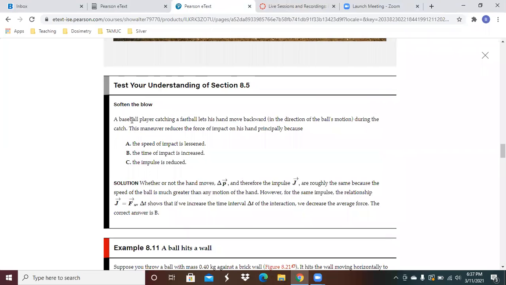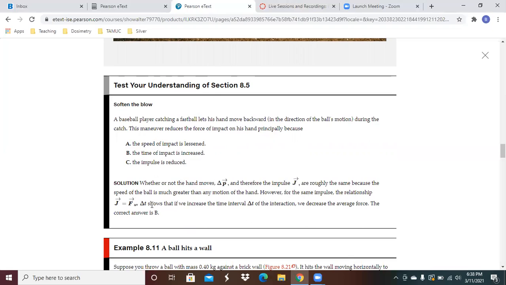So let's say we got a baseball player that's catching a fastball, and it lets his hand move backwards in the direction of the ball's motion during the catch. This maneuver reduces the force of the impact on the hand principally because, is it the speed of impact is lessened, or the time of impact is increased, or the impulse is reduced? Well, whether or not the hand moves, the change in momentum and therefore the impulse are roughly the same because the speed of the ball is much greater than any motion of the hand.